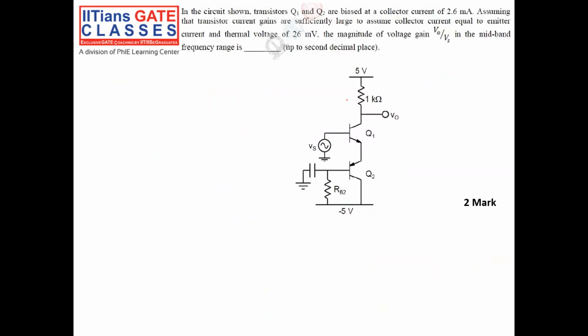In the circuit shown, transistors Q1 and Q2 are biased at a collector current of 2.6 milliampere. Assuming that the transistor current gains are sufficiently large so that the collector current equals the emitter current. So what does it mean? IC1 is equal to IC2 is equal to 2.6 milliampere, and beta is very high.